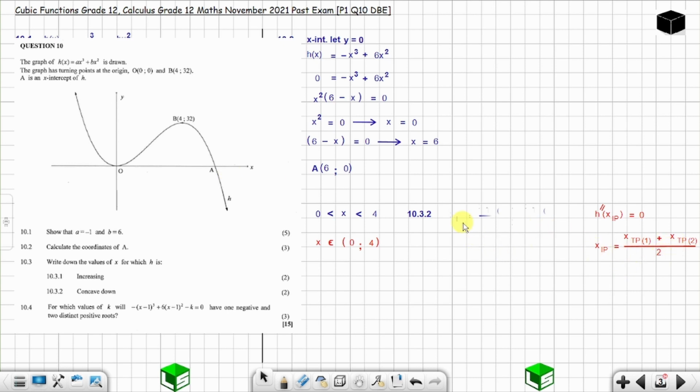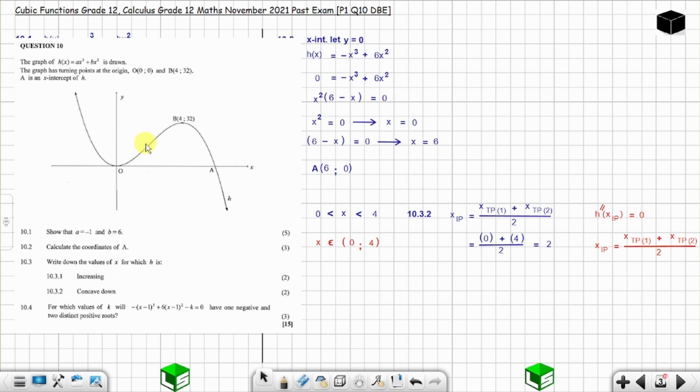Let me use this one. This is equal to the first x-coordinate of the turning point, which is 0, right? Plus the second x-coordinate of the turning point, which is 4, right? So you have 4, and you divide by 2. Now 0 plus 4 is 4, divided by 2 is 2. Now you have the x-coordinate of the inflection point, which is 2.